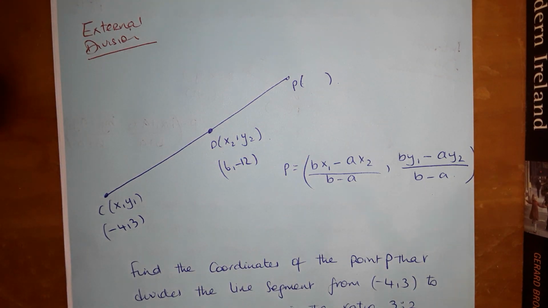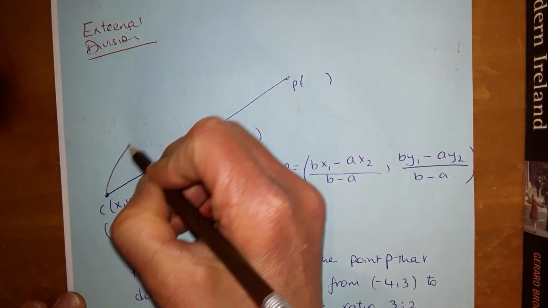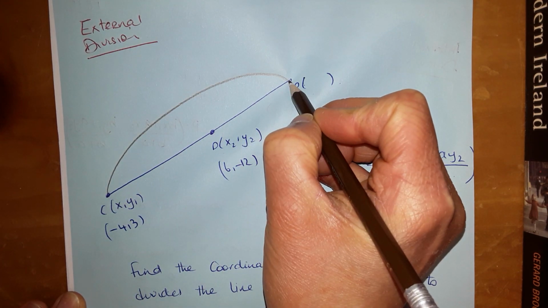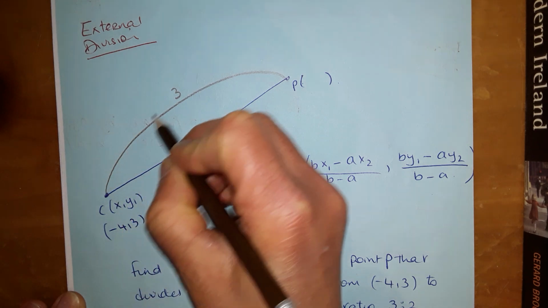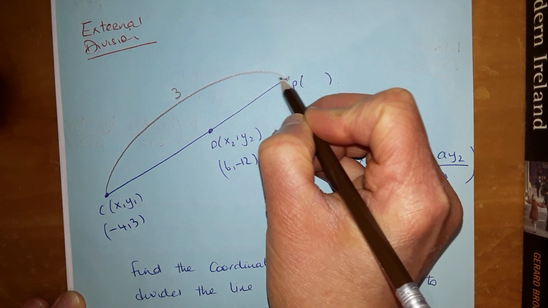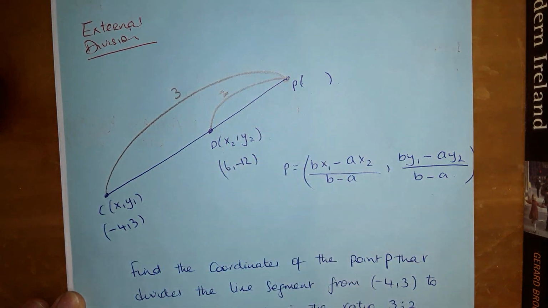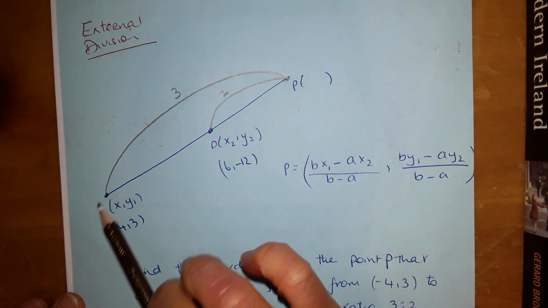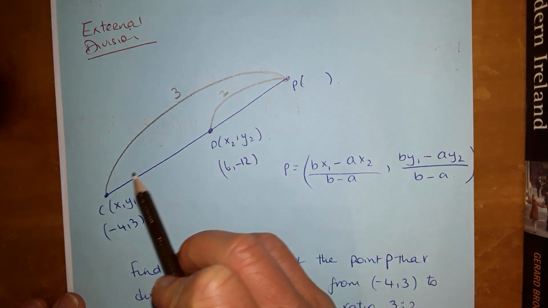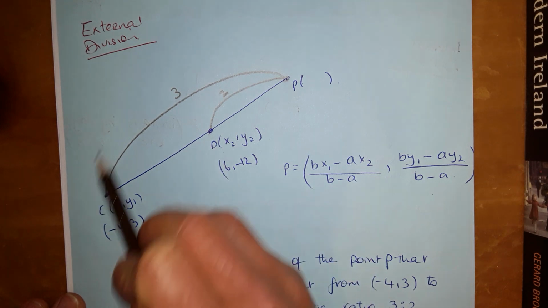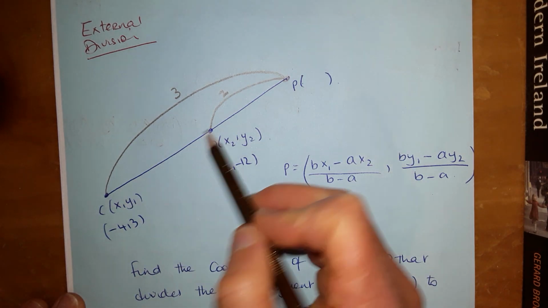Now, if it's external division, your first one goes all the way outside, so that's 3. So it goes all the way outside to meet the new point, and then you come back in 2. So that's your external division. So out 3 and back in 2. So obviously from here to here is just 1 because the whole thing is 3. So there to there is 1.